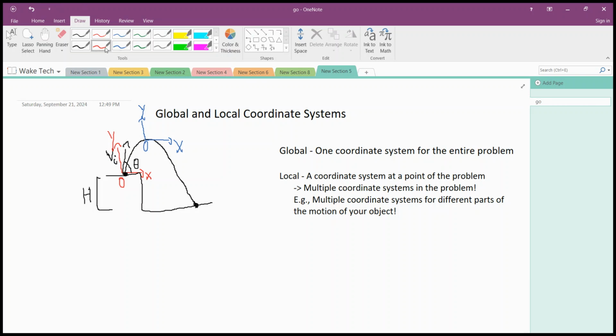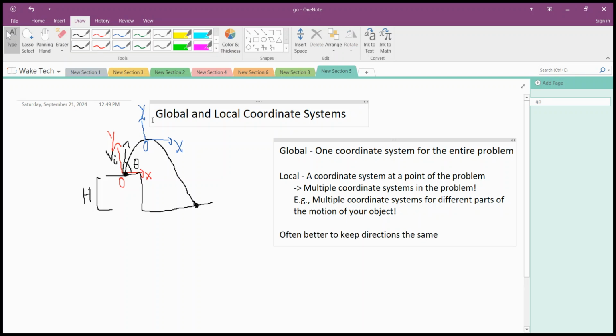Now, when choosing your local coordinate systems, there are some considerations to make. One consideration is it's often better to keep the directions the same. For example, my up direction is positive in both coordinate systems and to the right is positive in both coordinate systems. It's not always possible to do, especially if you have rotated coordinate systems, but that's often a useful thing to do. But all right, let's see what we can do with this.